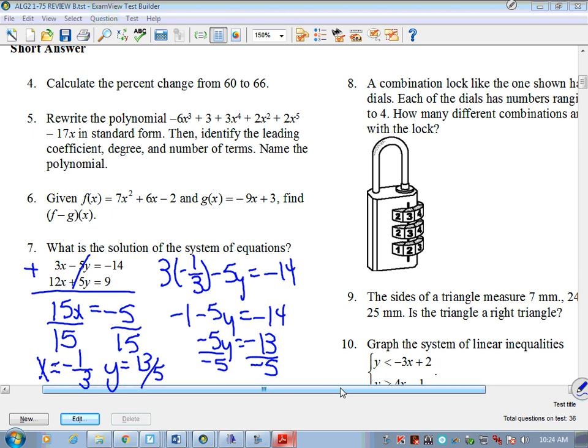Okay? Like I said, there's multiple ways to solve this. I don't care which way you use, so long as you come out with the right answer and you can show me your work. If you can't show me your work, it's not worth anything. Okay? Anything where you would say, I did that in my head, you have to be able to show me what you're doing in your head, okay? All right, keep moving here.